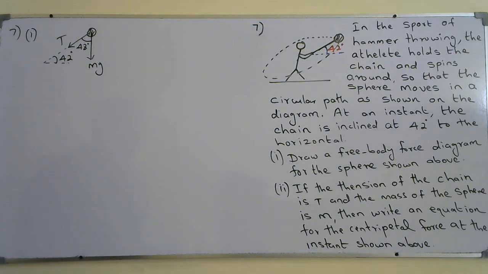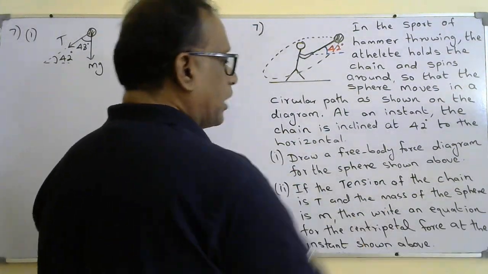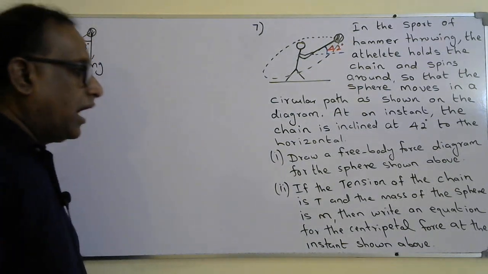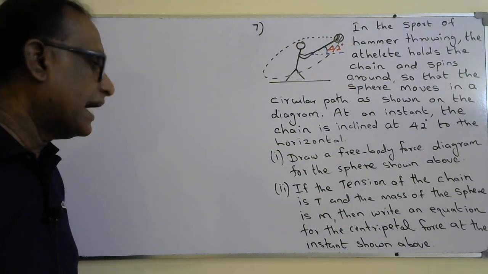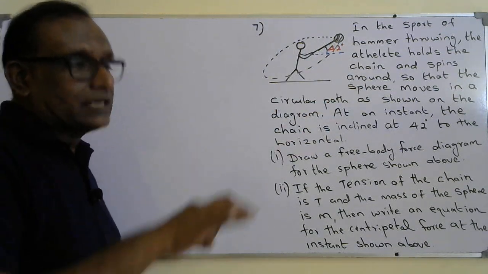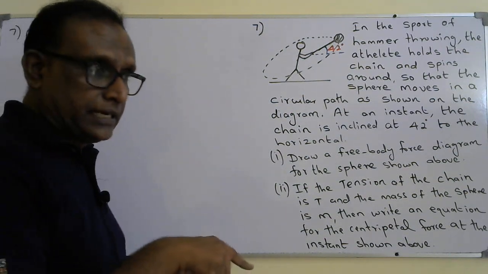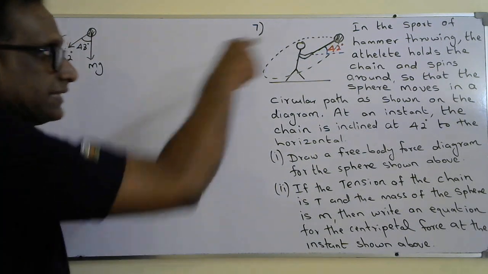Second part: if the tension of the chain is T and the mass of the sphere is M, write an expression for the centripetal force at the instant shown above. It's moving on a circular path, not a horizontal circle, on a slope, like this, at that instant.